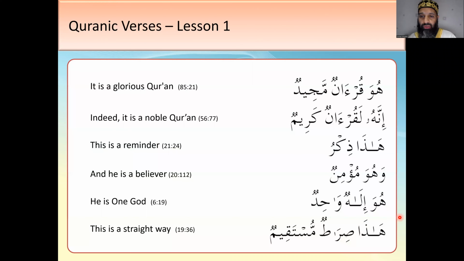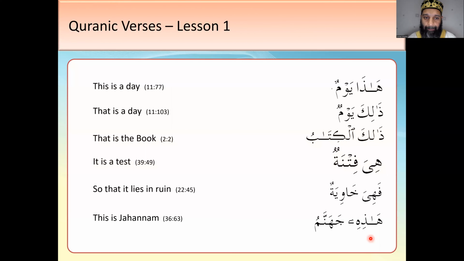And then we went through some verses showing what we've learned. Hadha, this is. Huwa, it is. Huwa, again, it is. Hadha, this is. Right, so we did the test, and if you're struggling, the recordings are all there. You can just go over them again.